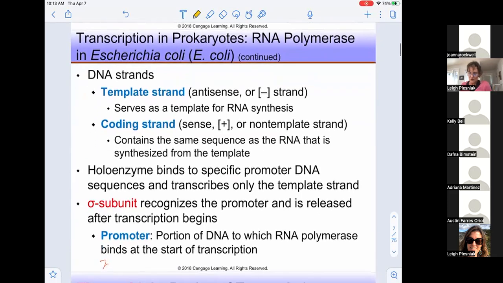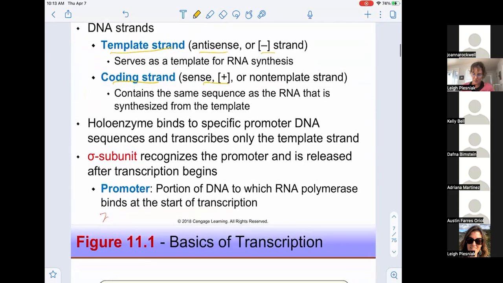Okay, that's a lot of what I was talking about. The template strand is called antisense, and it's the minus strand. And the coding strand is the sense strand, and it has the same sequence as the messenger RNA. The sigma subunit recognizes the promoter. The promoter is a sequence of DNA to which RNA polymerase binds in order for transcription to begin.